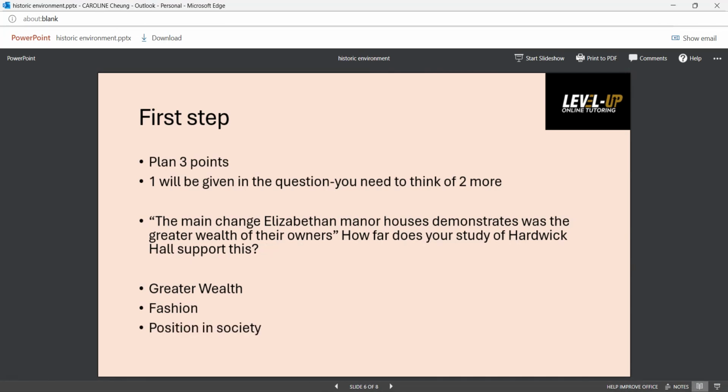Also, position in society. There are people who really want to demonstrate their position in society. And in this time period, building a manor house is seen as an accepted way of doing this. In this case, Bess of Hardwick, the person who owns Hardwick Hall, is showing off her close links with royalty.